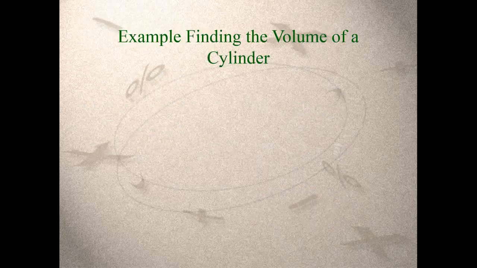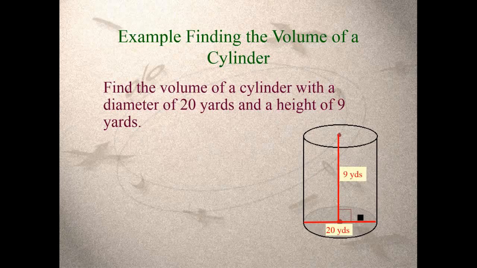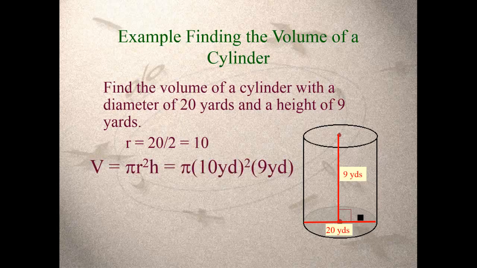So an example, find the volume of the cylinder that is shown. So we have find the volume of a cylinder with a diameter of 20 yards and a height of 9 yards. Okay, it says diameter. But notice the formula for volume of a cylinder calls for the radius, so we're going to take half of 20 to find the radius, which will be 10 yards.